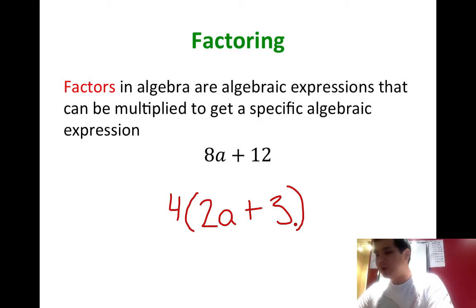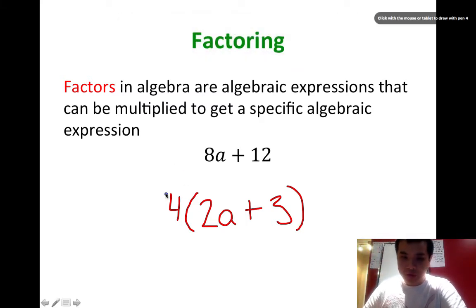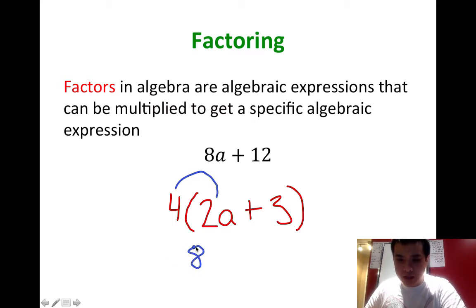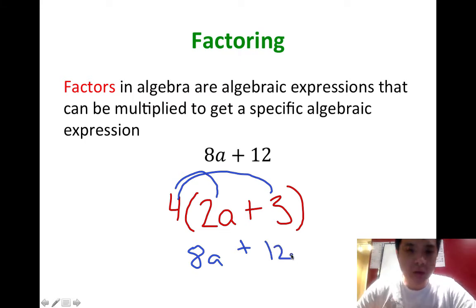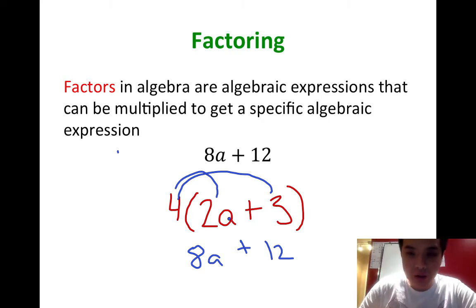We know this is correct because if we were to multiply it back in, we get 4 times 2a, which is 8a. We have 4 times 3, which is 12. So it works. There's nothing else that we can take out. 2 and 3 don't have any common factors except for 1, so we have done it correctly.